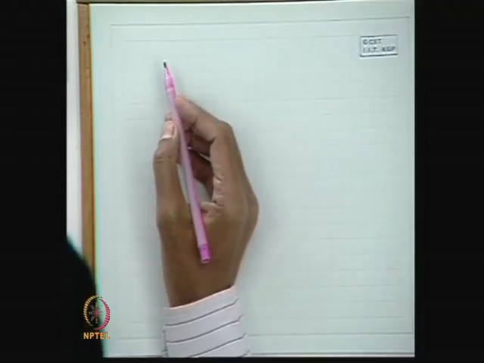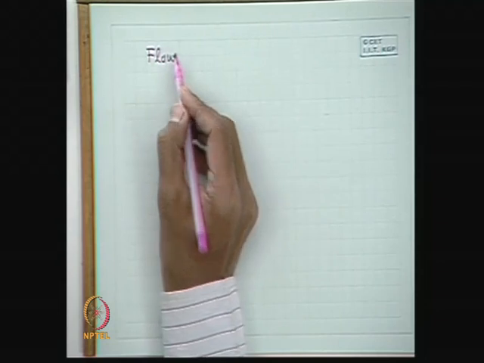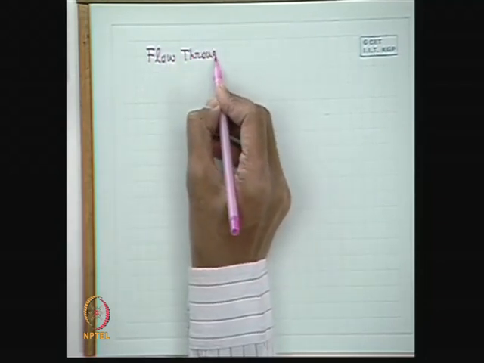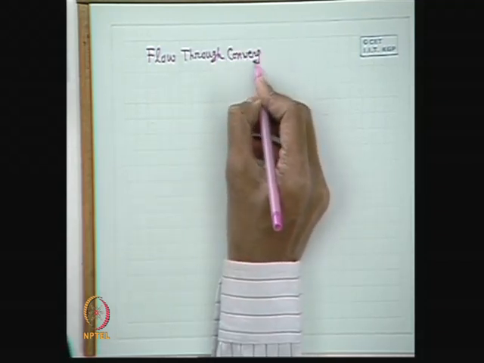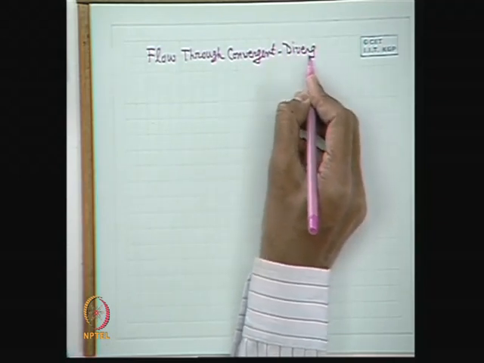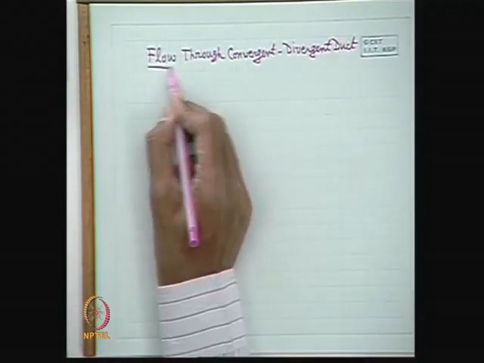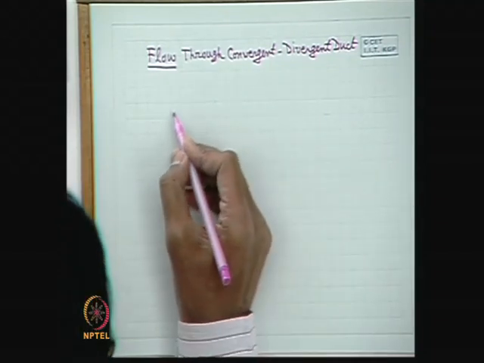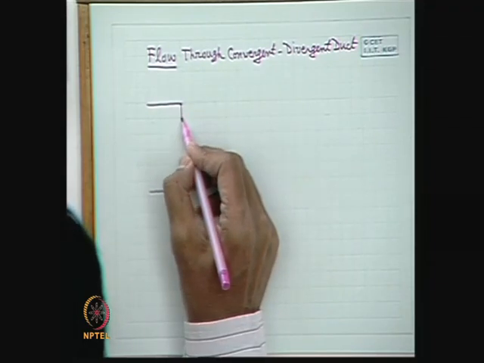What is that? Flow through convergent divergent duct. That flow is isentropic flow. Let us consider a convergent divergent duct like this.